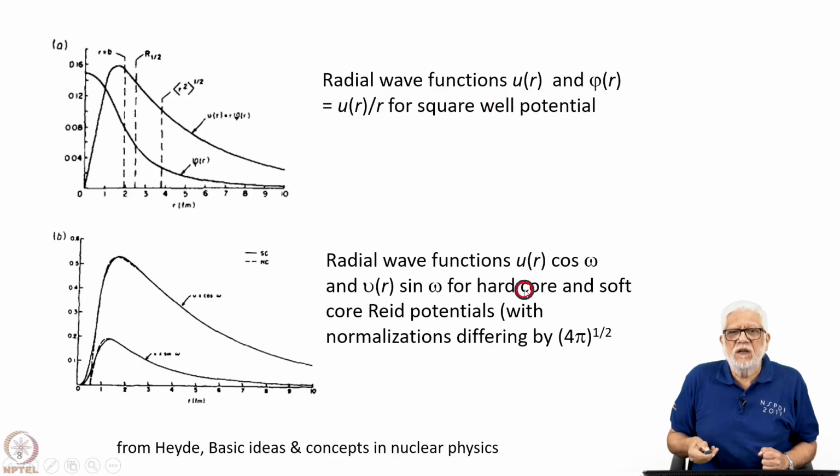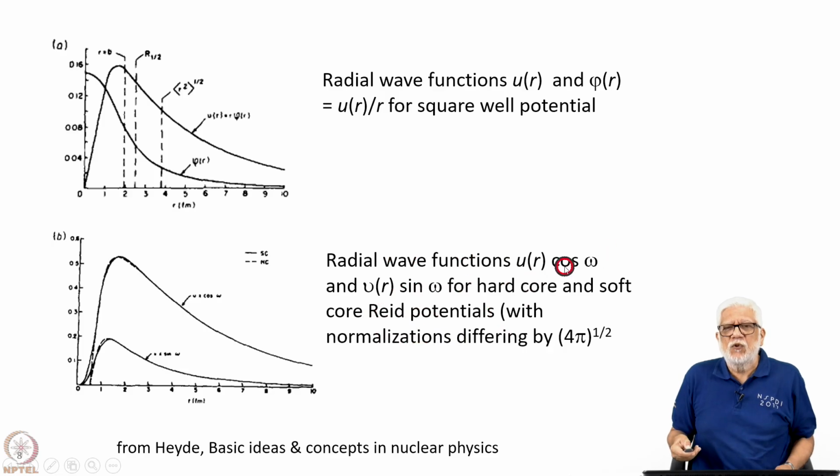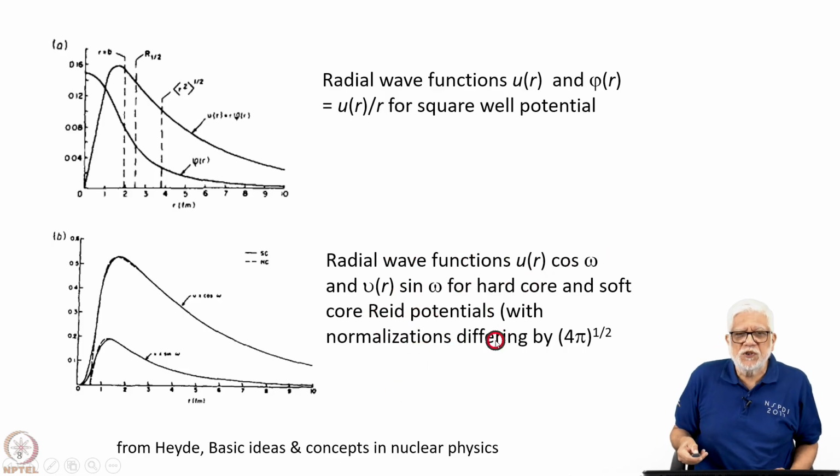Now, if you take realistic potentials, then these differ somewhat. For instance, in this case, this is taken from the reference of Hyde, the textbook Basic Ideas and Concepts in Nuclear Physics. So the radial wave functions u of r and w of r, with cosine and sine of omega, for hard core and soft core Reid potentials with normalizations, are given by this. Okay, so one is this u of r and this is w of r.